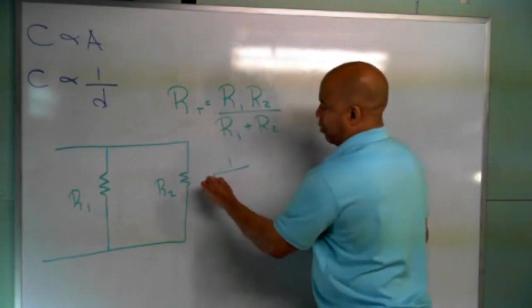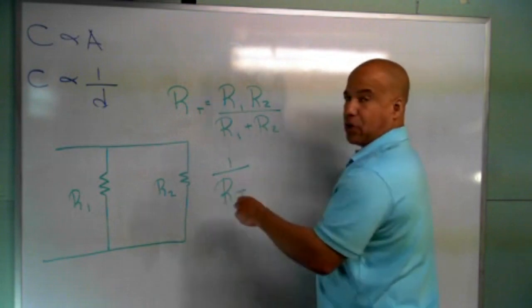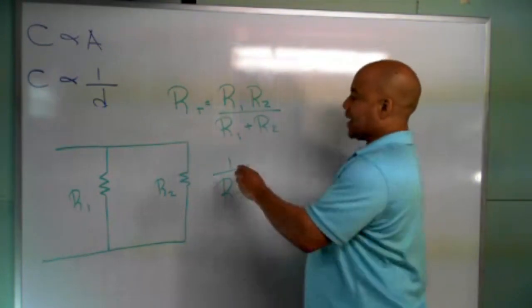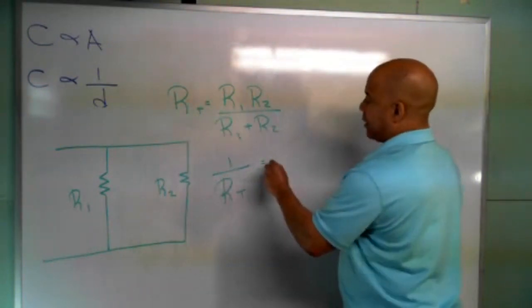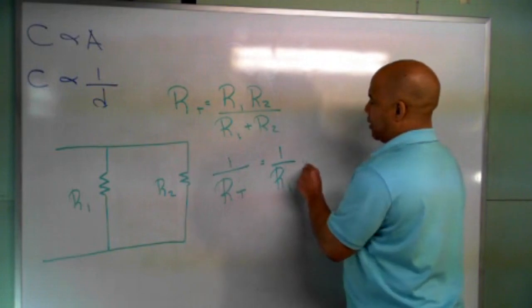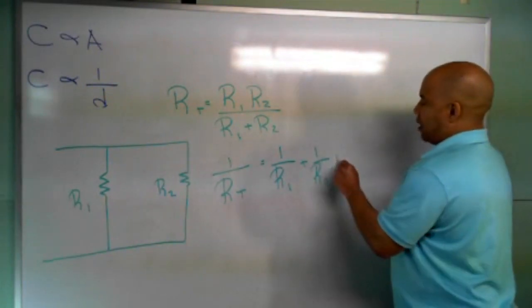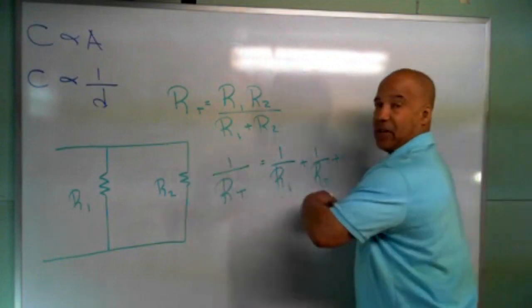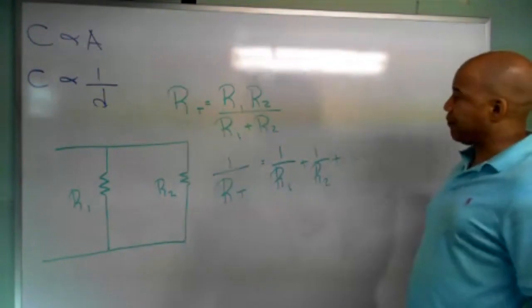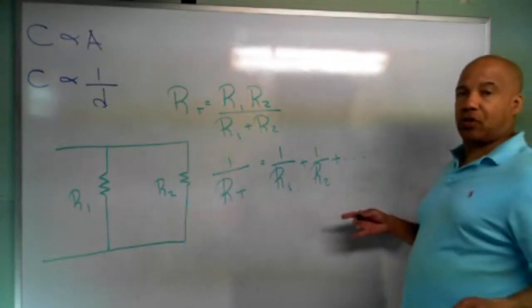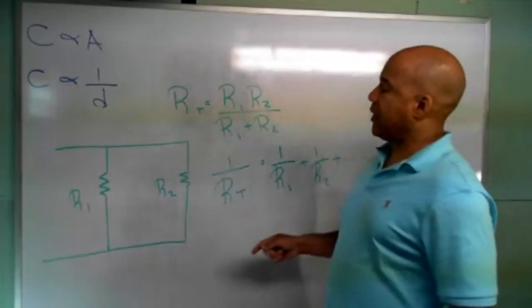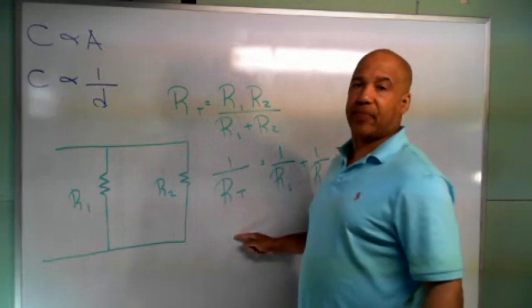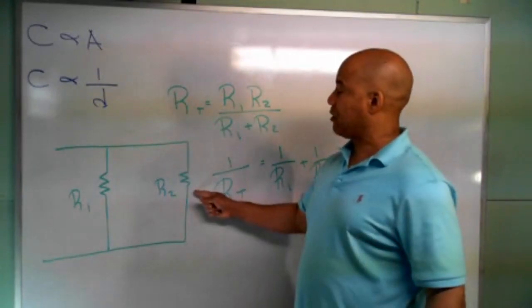Or I can say 1 over RT. Now we use REQ in class. I'm just using RT here because I'm going to use the T for the capacitors. I can use the reciprocal rule. 1 over RT is 1 over R1 plus 1 over R2. And I can keep doing that. We only have two resistors here, so this will suffice. But I can have any number of resistors in parallel, and you can calculate this and get the total resistance. And you also know that when I have resistors in parallel, the total you get using one of these equations is always smaller than the smallest resistor in the parallel connection.